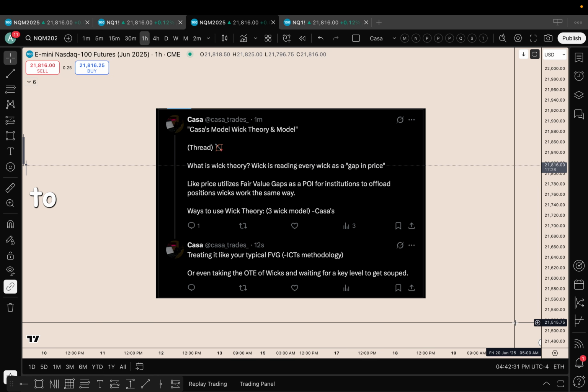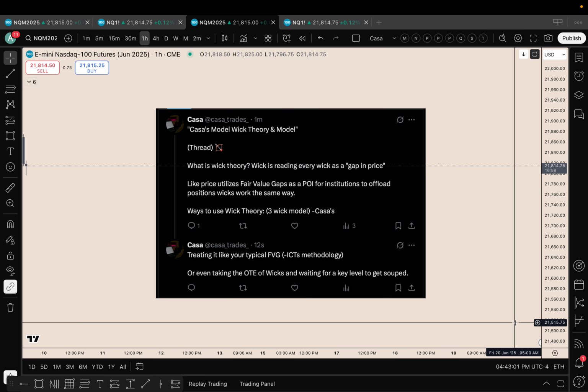But basically, in order to understand Kaz's version of wick theory, you must understand what wick theory itself is. Wick theory is reading every single wick as a gap in price. So essentially, you're anticipating every single wick in price action as a fair value gap, or just a gap in price. Now, what does that mean? Price utilizes fair value gaps as a point of interest for institutions to offload positions, and wicks work the exact same way. So imagine this.